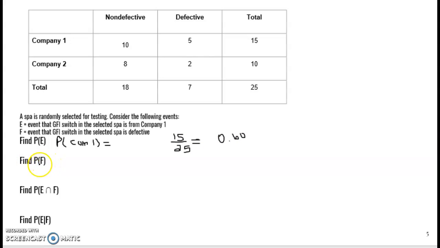Okay, the probability of event F. So just writing it out, probability of event F. F is that the GFI switch is defective. So I'm going to just put defective, just so we know exactly what we're looking for from the table. Okay, so I'm choosing that it's defective from all of the 25 that were looked at. And if I look at my defective column, I can see that there were 7 that were defective out of the 25. So that's 0.28.